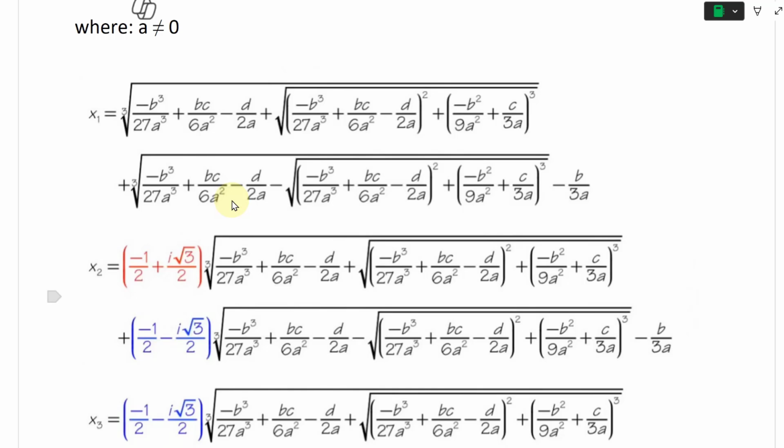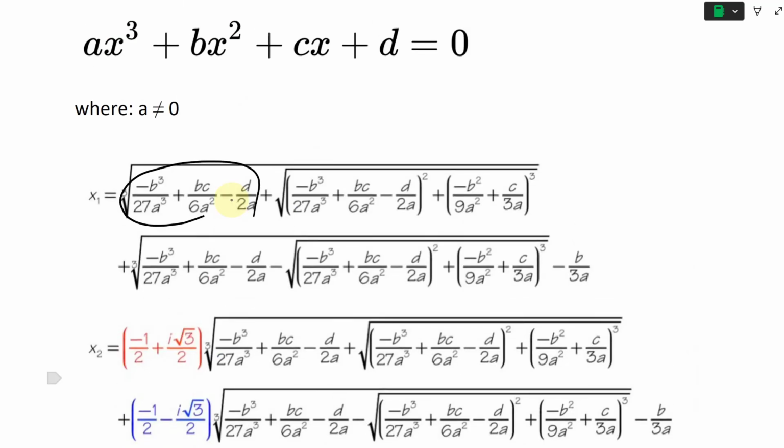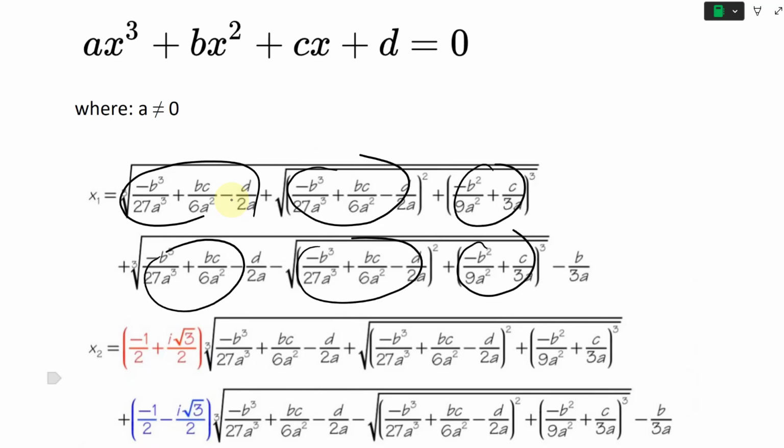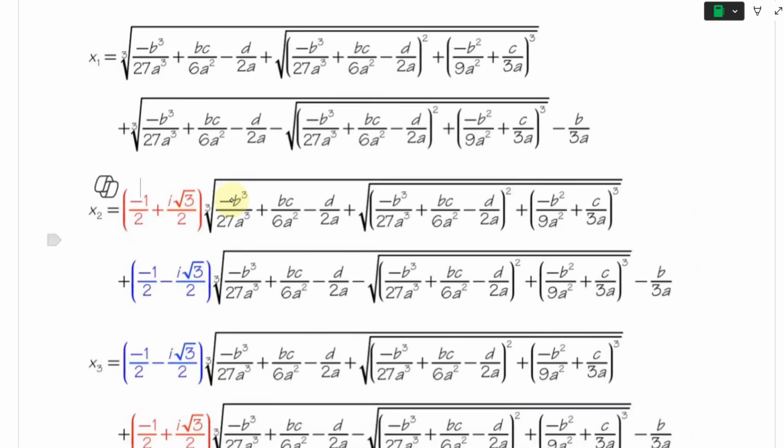It looks all complicated, but some of these terms are identical. Like this one's identical with this inside, and this one's identical with this, and again, this is identical with this. So again, it's all complicated looking, but there's a bunch of similar terms. And then there's another part here to learn.